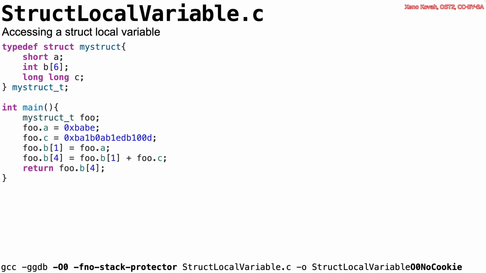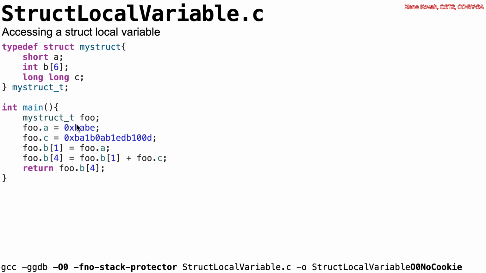Continuing our exploration of compound variable types, we're now going to introduce structs, or structures. So I typedef a new myStruct of type myStruct_t, which shall contain a single short, 6 integers all in an array, and a single long.